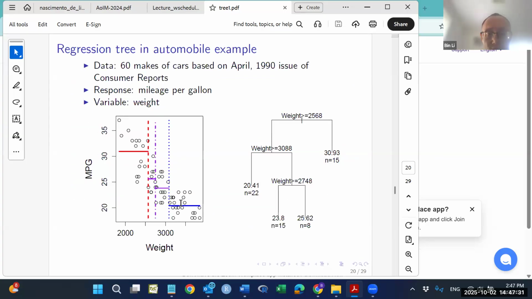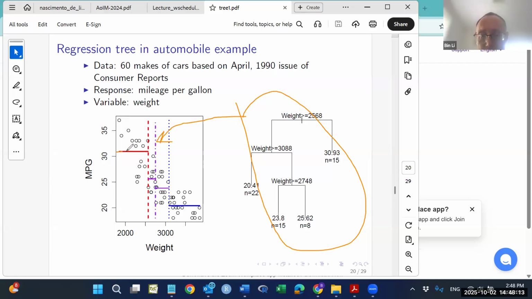Okay, so here is an automobile example. We have 60 makes of cars, and we measure their weights, and we want to use the weights to predict their MPG. So the response is MPG, and the explanatory variable is weight. These circles are the 60 cars' observed data. Here I fit a regression tree. That's the regression tree, and this is the corresponding tree function in the XY plot.